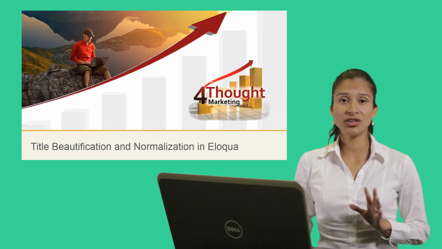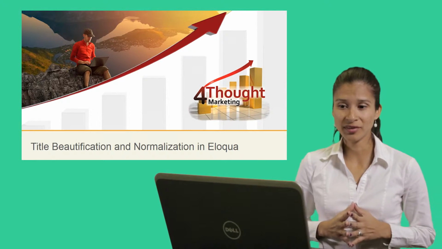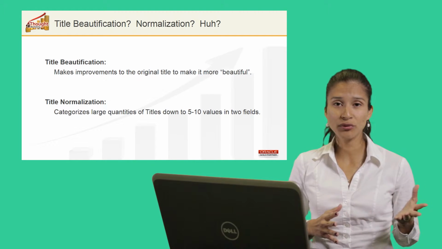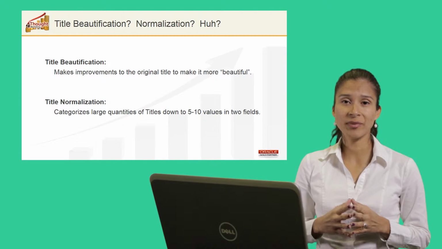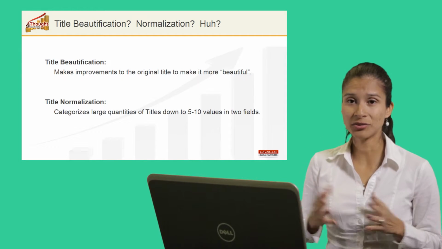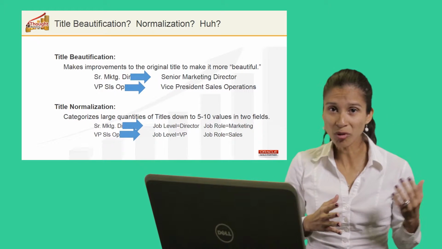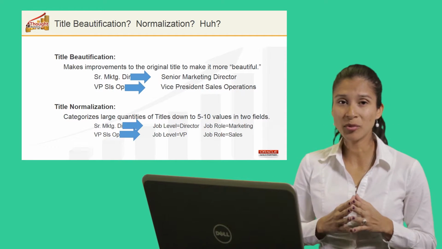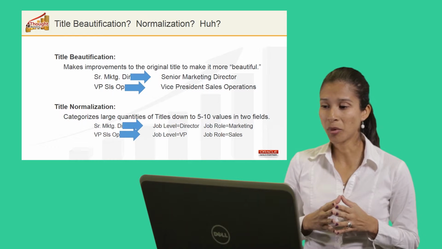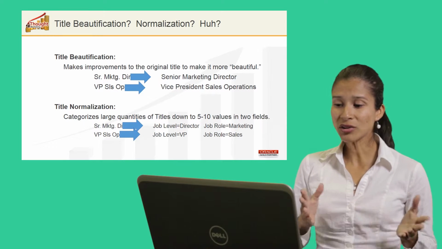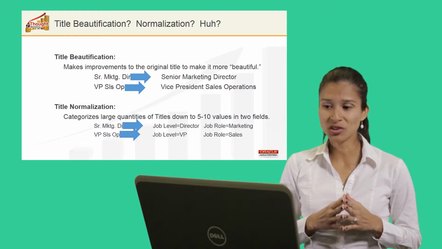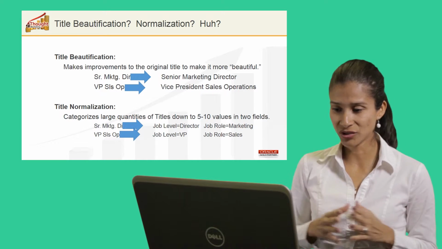Now, title beautification and normalization are two very different things. On one hand, we have title beautification, which is the process of making your titles more beautiful or easier to read. As you can see in the first example up here, we have the abbreviated text for Senior Marketing Director. And then we also have VP Sales Operations, which is Vice President Sales Operations.